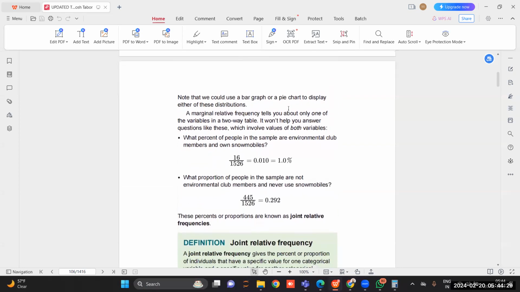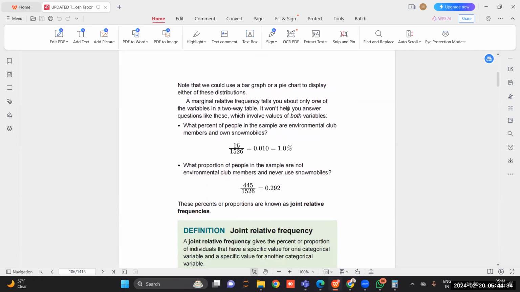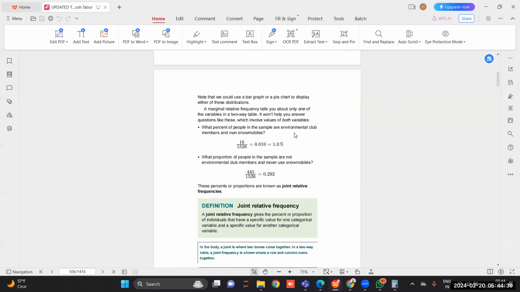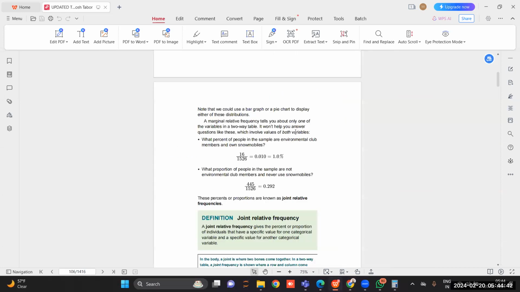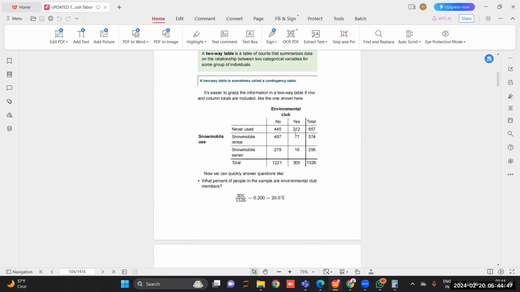Joint frequency. See, 16 divided by 1526. What we are doing here is calculating the percentage of single entries. Likewise, I have to calculate the percentage of relative frequency for never use and no.